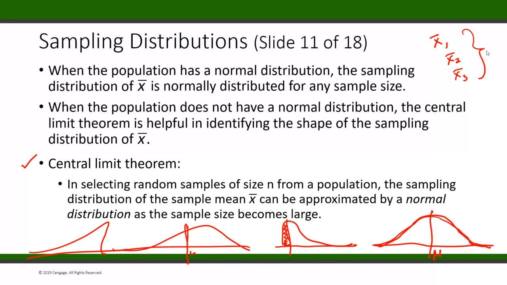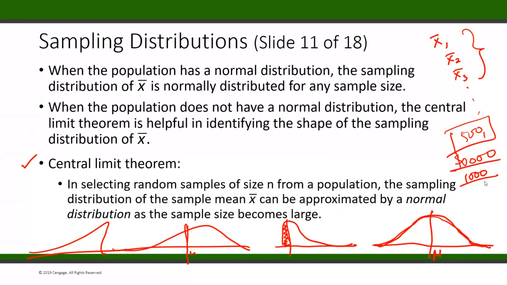When the population does not have a normal distribution, the central limit theorem is helpful to identify the shape of the sampling distribution. So if the population distribution is not normal, we can say that as the sample size becomes large, say we took 5 samples, then previously 500 samples, and now we take 1000 samples, because it's easy to sample people than to check the whole population.